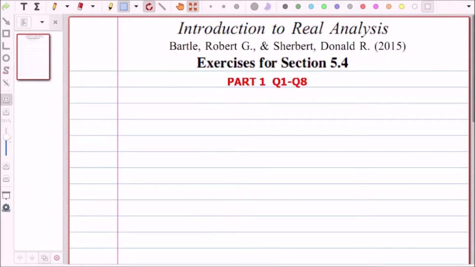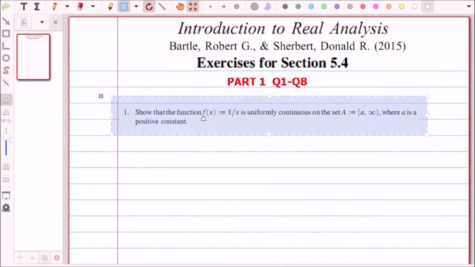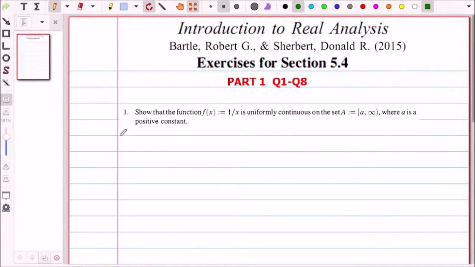So let us start with question number 1. This is question number 1. Here we are given the function f(x) = 1/x, and we have to show that it is uniformly continuous on the set A = [a, ∞), where a is a positive constant. We have to show that f(x) = 1/x is uniformly continuous on the set A.